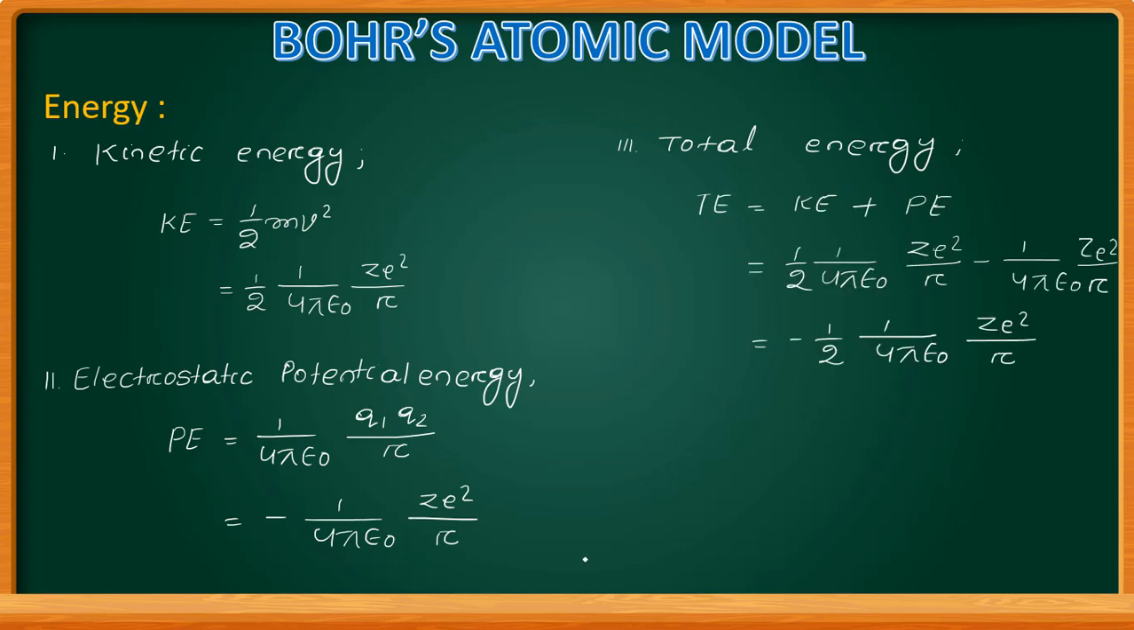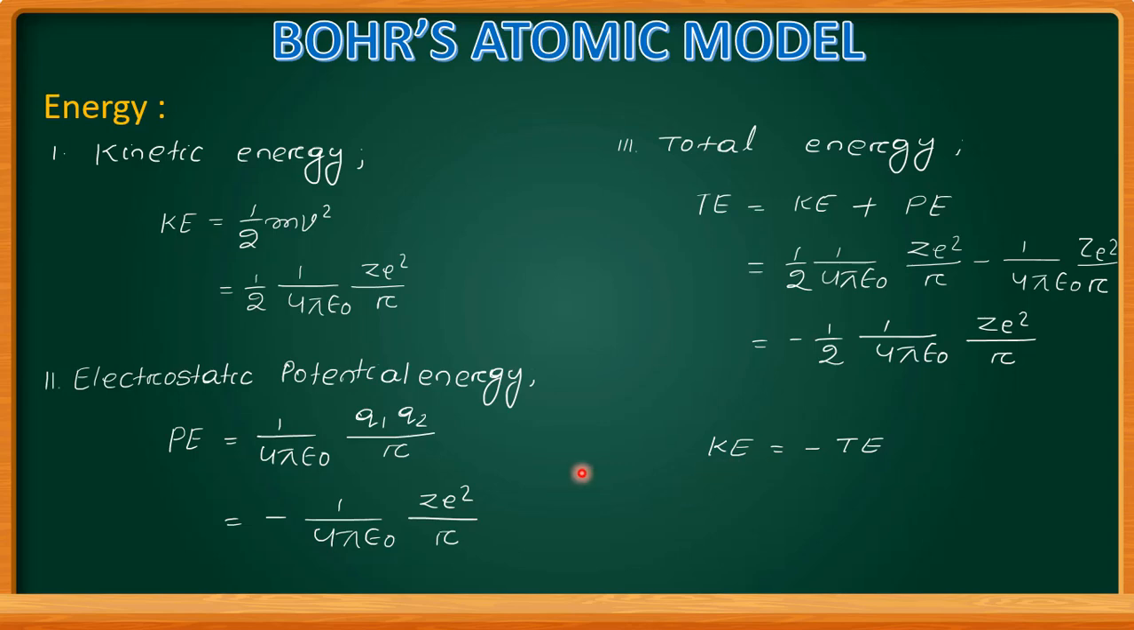Clearly from these three equations we can get: if total energy is given, then we can find kinetic energy. Just this one. Kinetic energy can be written as negative of total energy. Yes or no? Here we have 1 by 2, 1 by 4 pi epsilon naught, Ze square upon r. Here also 1 by 2, 1 by 4 pi epsilon naught, Ze square upon r. Only the negative sign is there. So we can write kinetic energy equal to negative of total energy.